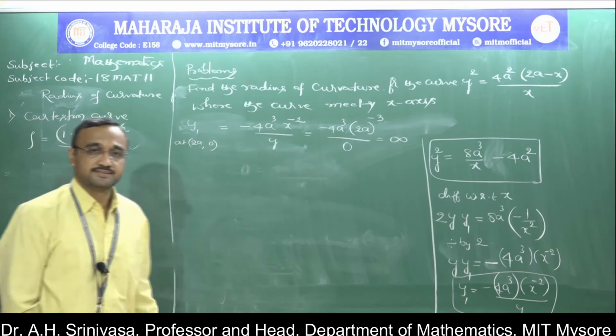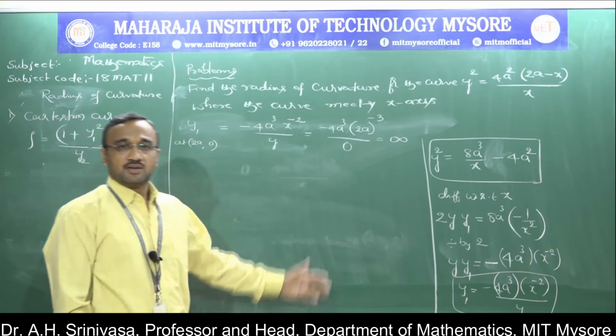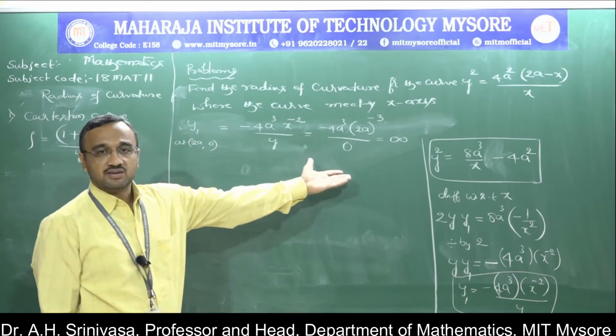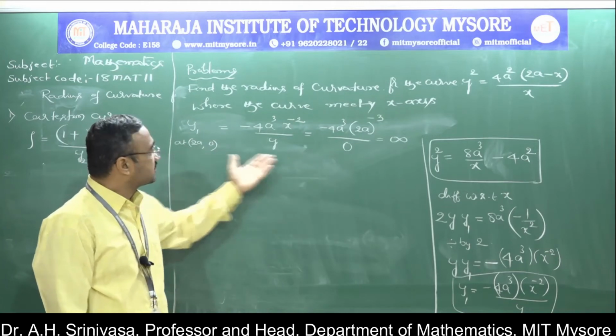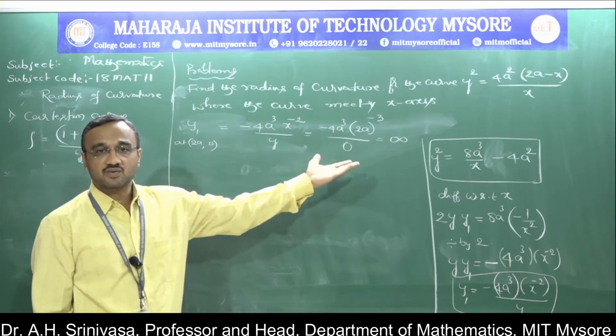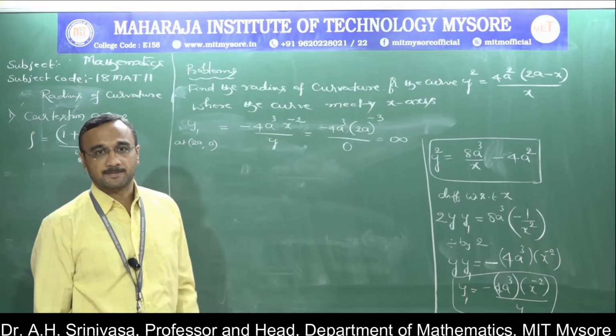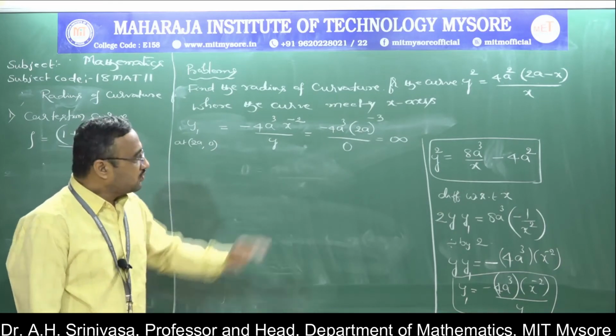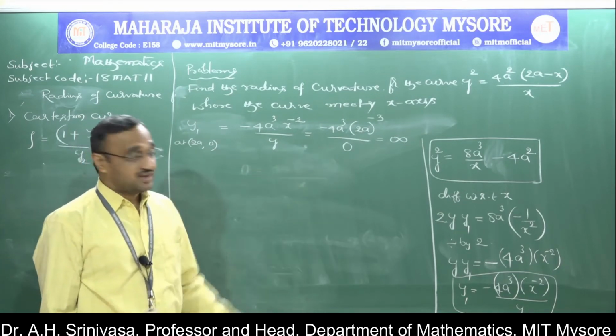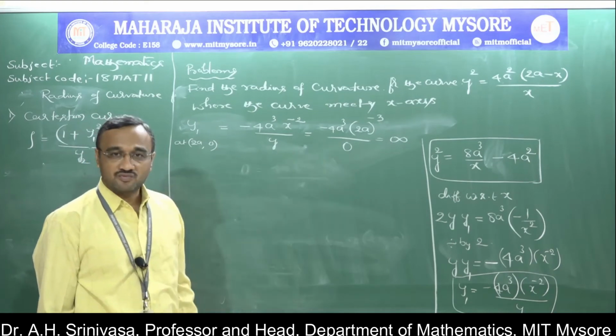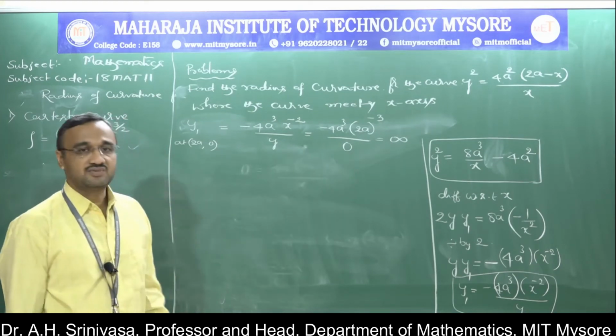Now I got infinity. This shows that the curve at the point 2a comma 0 gives an infinite derivative. We don't want that infinity. Now I am going to convert it in terms of a valued function. You take the reciprocal of this.